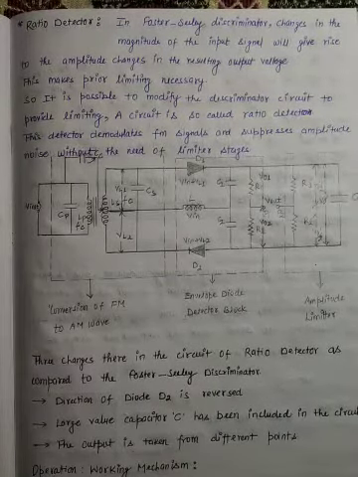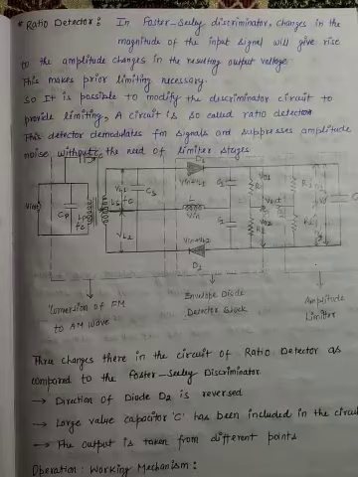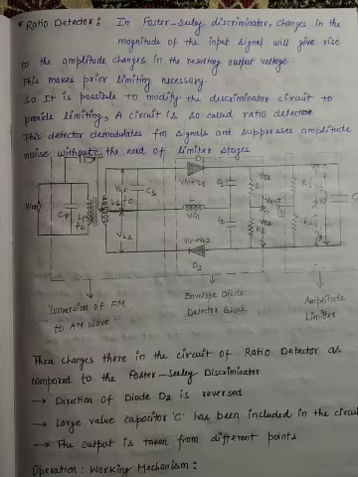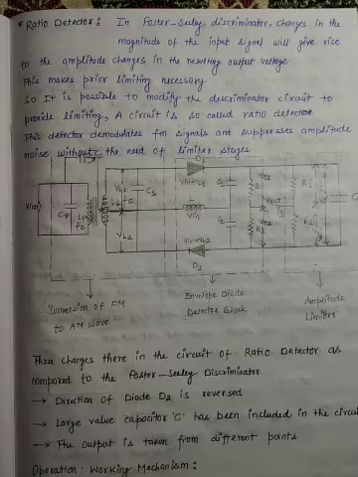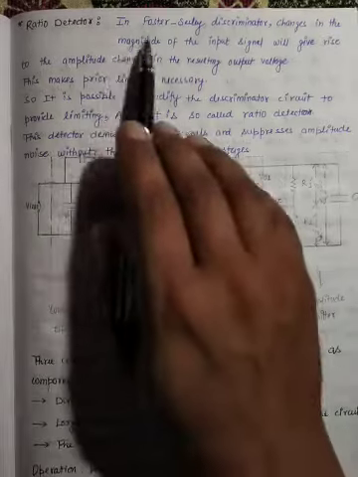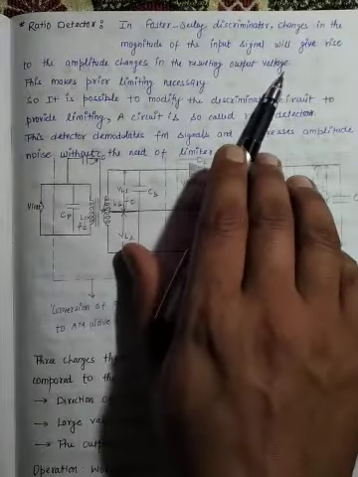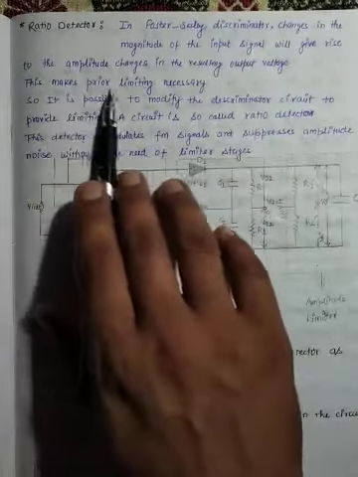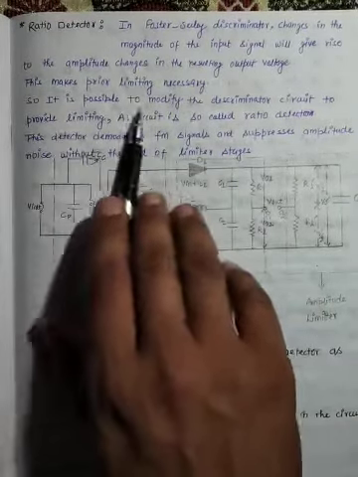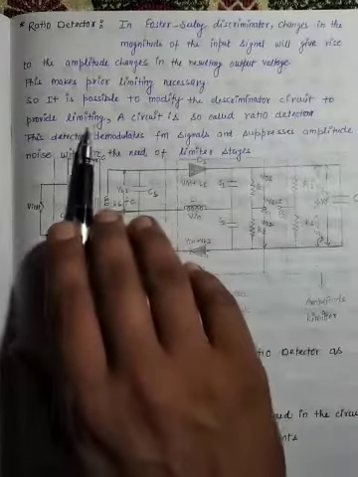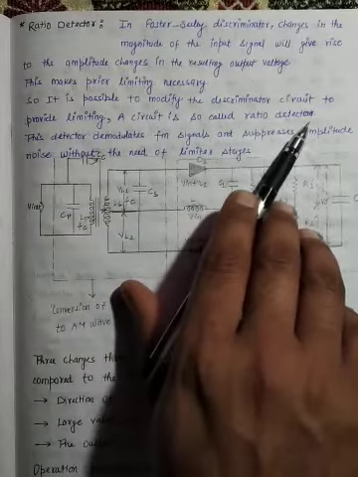First let us see what a ratio detector is, and then we see the basic difference between the Foster-Seeley discriminator and the ratio detector. In Foster-Seeley discriminator, the change in the magnitude of the input signal will give rise to an amplitude change in the resulting output voltage. This makes prior limiting necessary. So it is possible to modify the discriminator circuit to provide limiting. A circuit is so-called ratio detector.